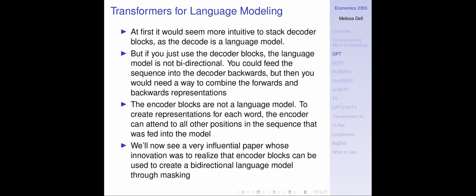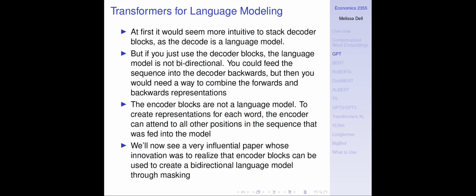Okay. So at first, it kind of makes sense that the OpenAI transformer used the decoder blocks to make the model because the decoder is a language model. But if you just use the decoder blocks, the problem is that, in contrast to ELMO, the OpenAI transformer is not bidirectional. So in theory, I guess you could feed the sequence in backwards, but then you would need a way to combine the representations like we saw with ELMO.